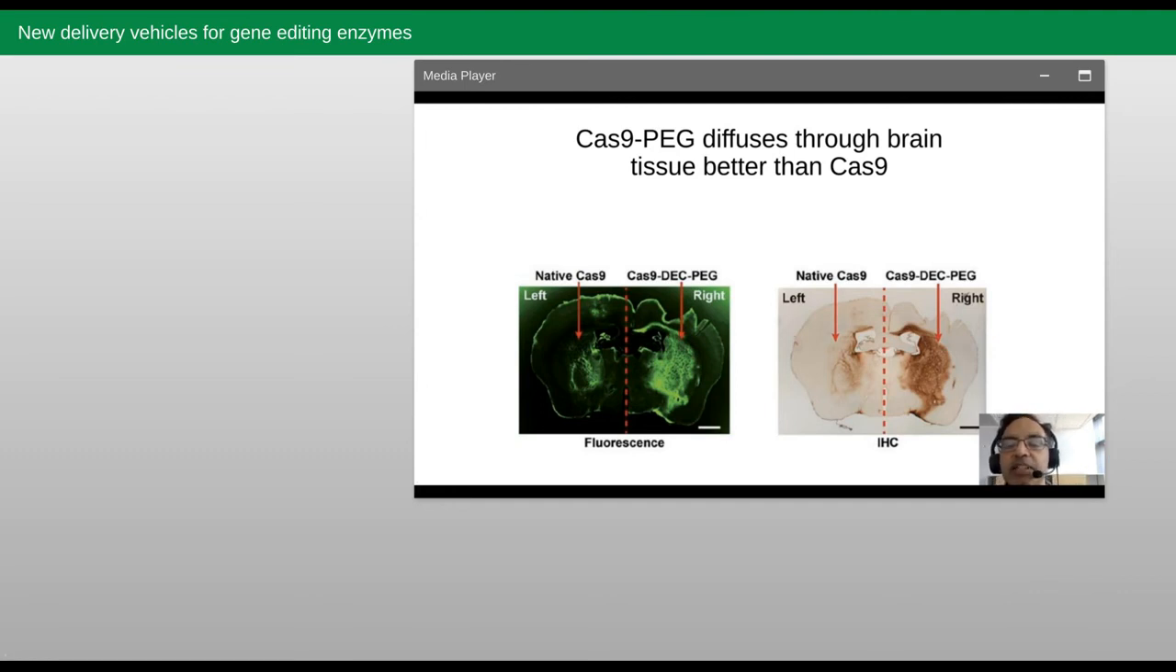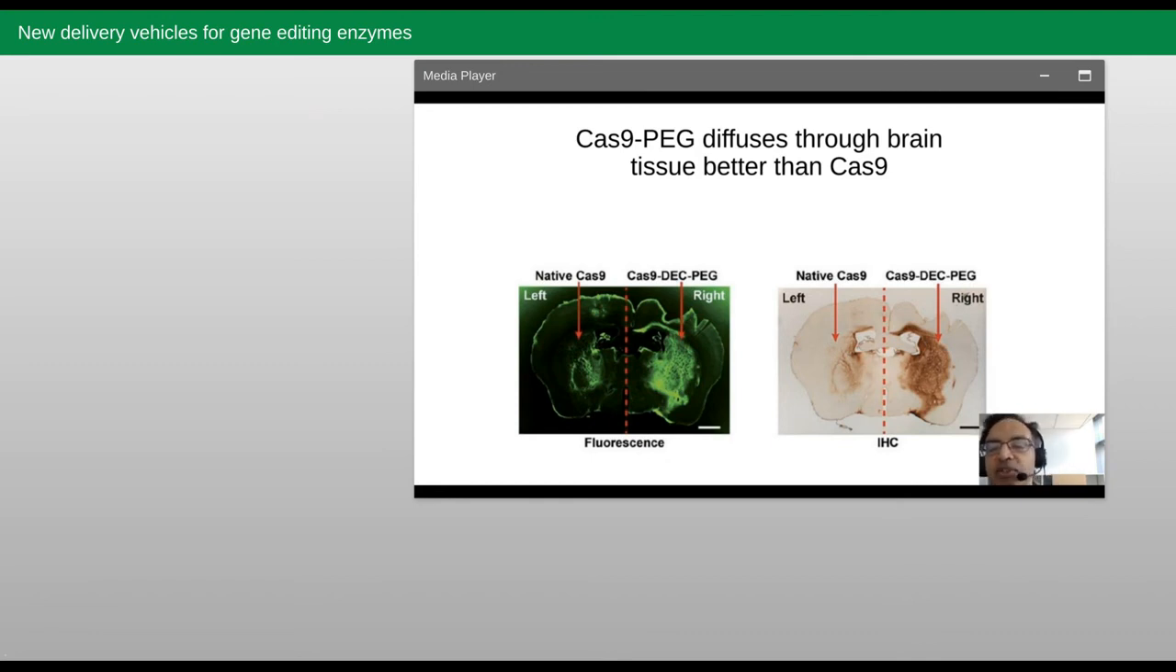So the experiment he did was he took Cas9 PEG, conjugated via the DEC linker, injected it into the right striatum via convection-enhanced delivery, and then he injected native Cas9 into the left hemisphere. And then after 1 hour, he sacrificed the mice and stained them by immunohistochemistry. And this Cas9 was also fluorescently labeled, so he also analyzed them by fluorescence. So on the right is the immunohistochemistry results.